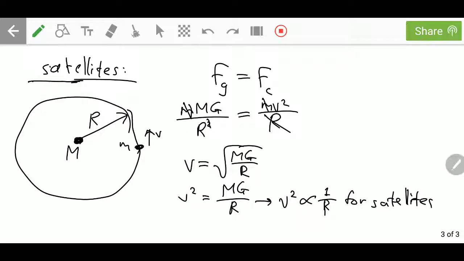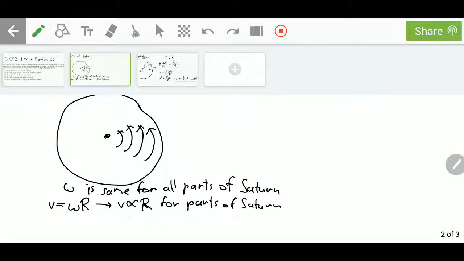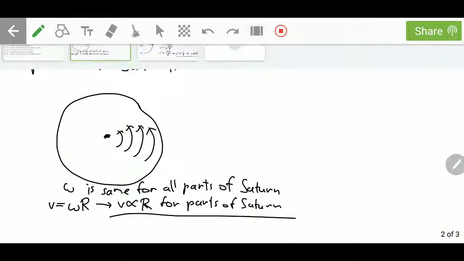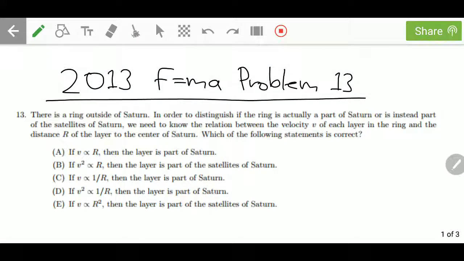So now we have these two results. v squared is proportional to 1 over r for satellites, and v is proportional to r for parts of Saturn. And now we just need to look at our options, and we see that the only one that is correct is option A. And so that is the correct answer. And that's all there is to this problem. So thank you for watching, and I hope that was helpful.